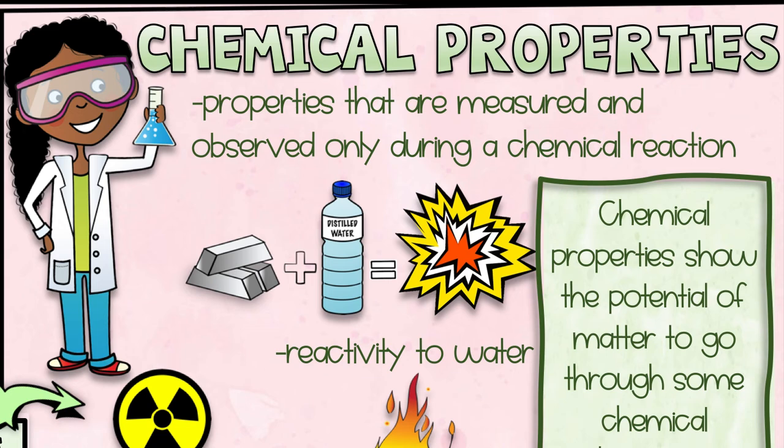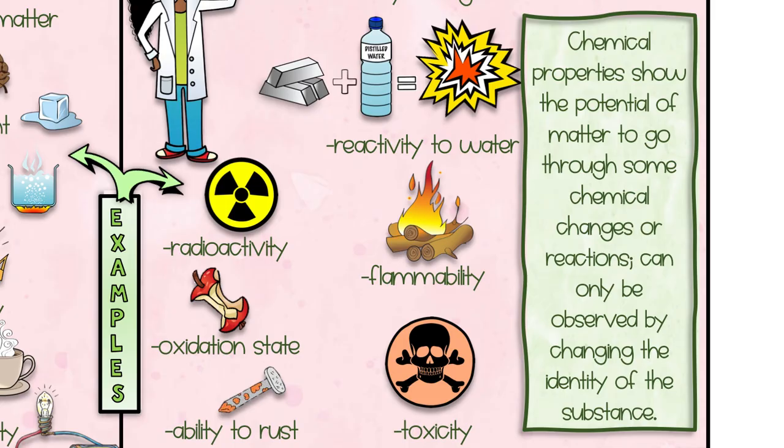Chemical properties are properties that are measured and observed only during a chemical reaction, so only when you are changing the substance you have. Chemical properties show the potential of matter to go through some chemical changes or reactions. They can only be observed by changing the identity of the substance. For example, reactivity to water, radioactivity, the oxidation state, ability to rust, flammability, and toxicity.